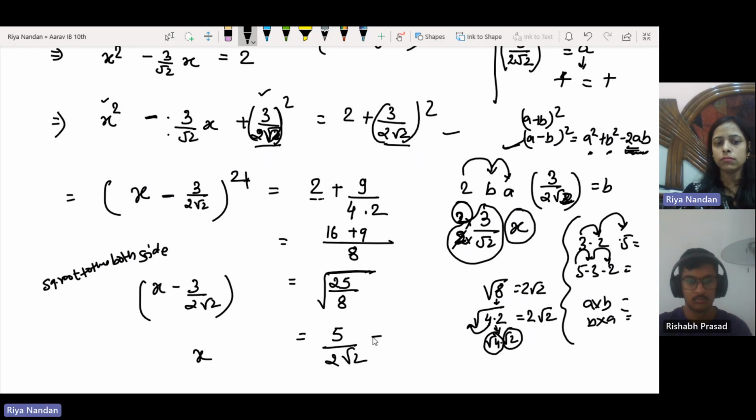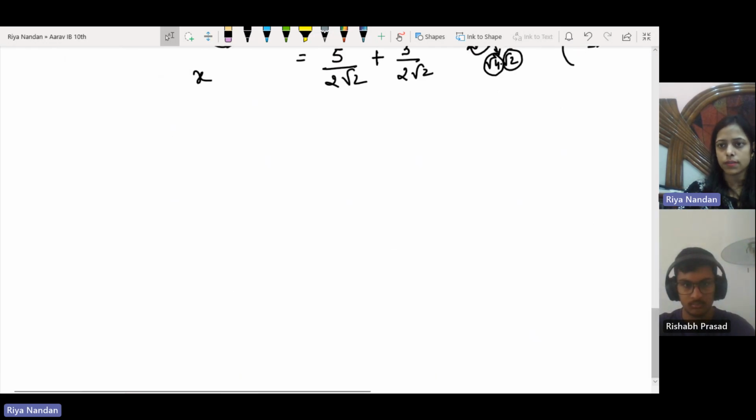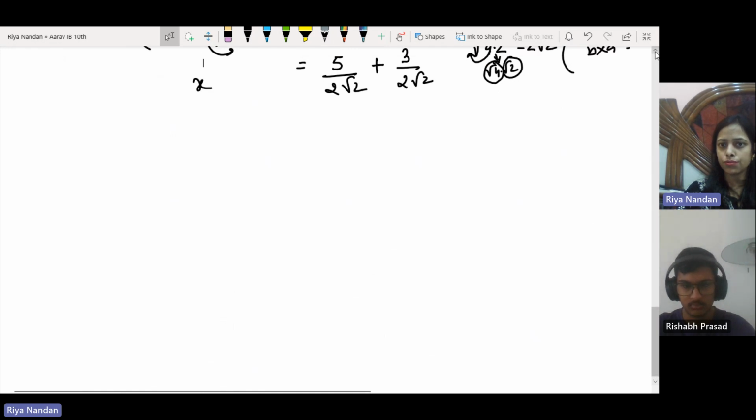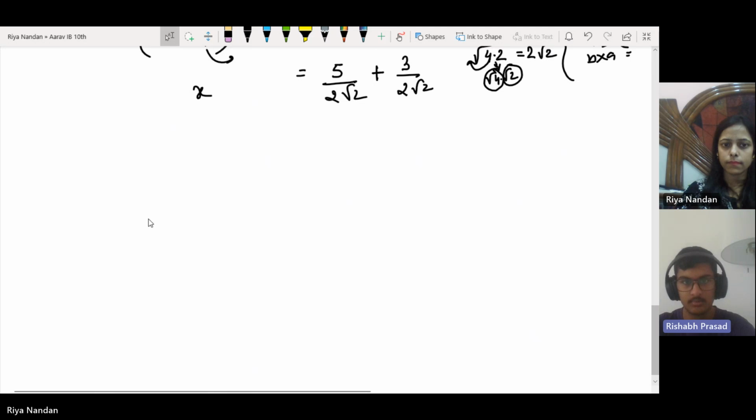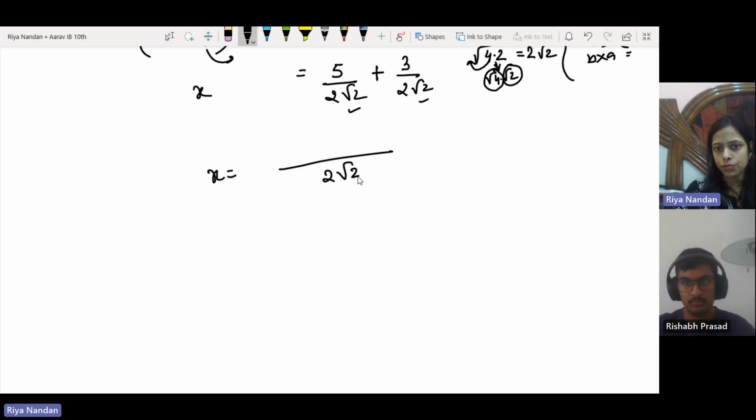X is equal to plus 3 by 2 root 2. Clear? We are moving it to this side. So once you solve this value, it becomes 4 plus 5 plus 3, which is 8, over 2 root 2. X is equal to, since the LCM of both terms is the same, 2 root 2, there is no need to multiply with 5 or with 3. So it becomes 8 by 2 root 2.